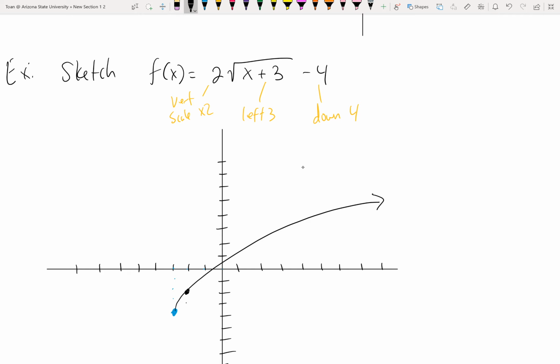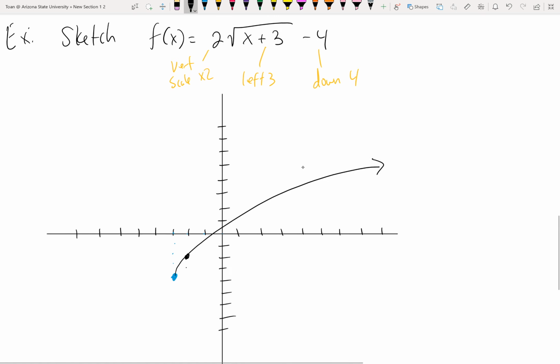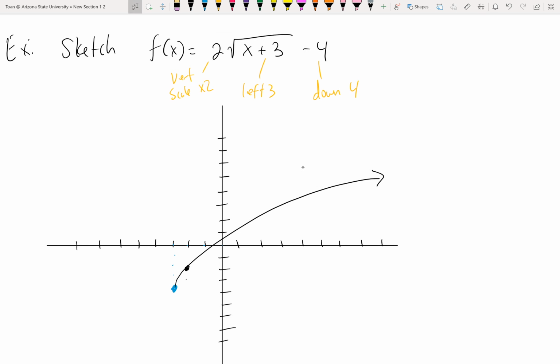All in all, this is a sketch. It's not picture perfect, so it's not museum quality. What will I be grading you on? What will I be looking for? I'll be looking for 2 things. Do you have the right overall swish shape? And do you have the right starting point?